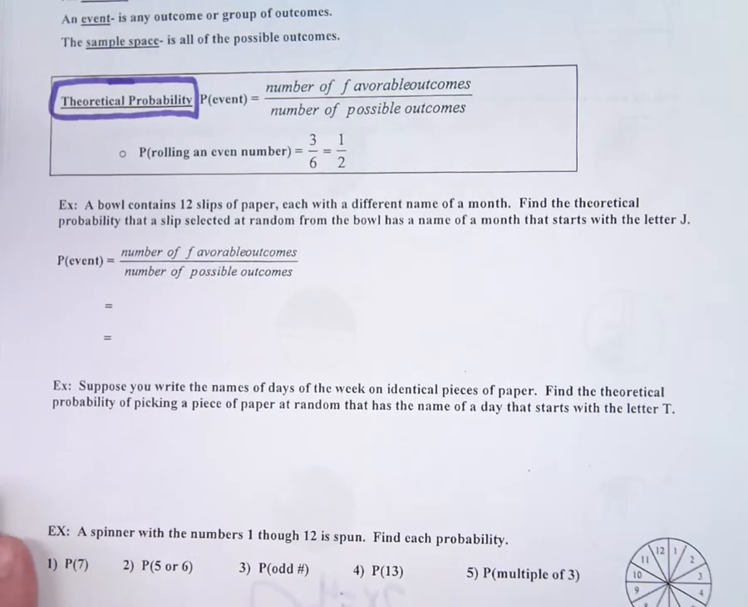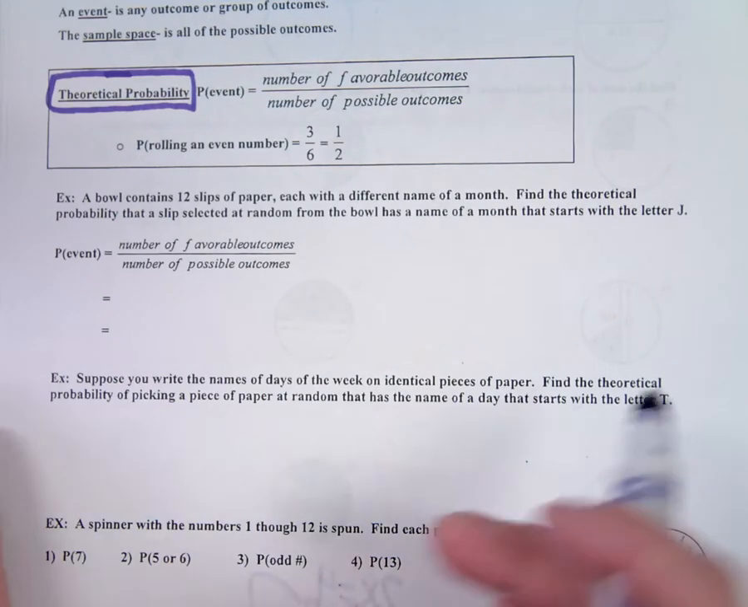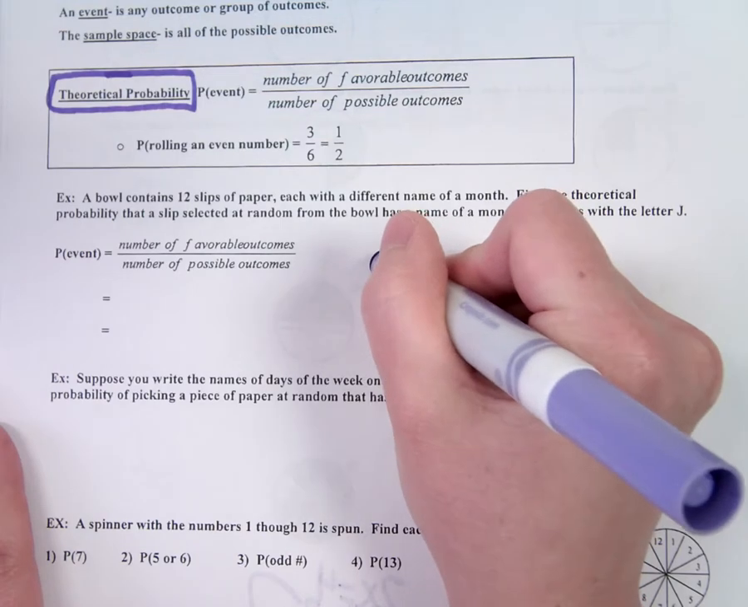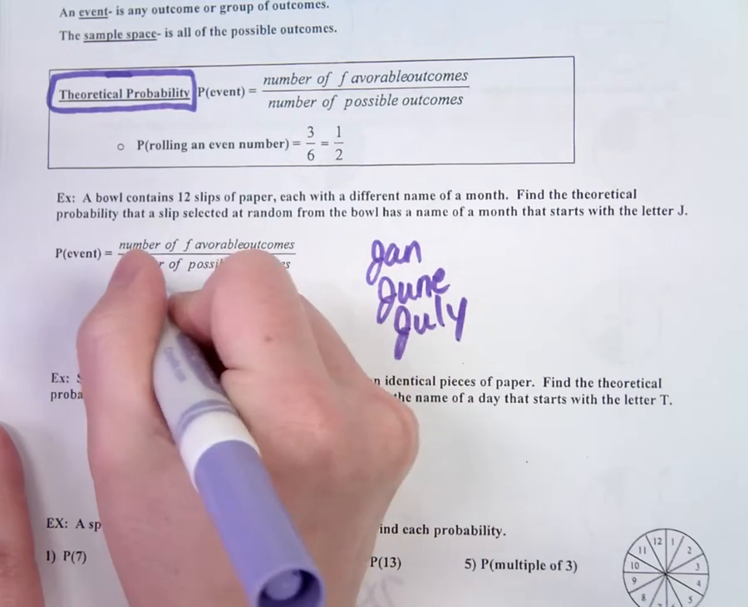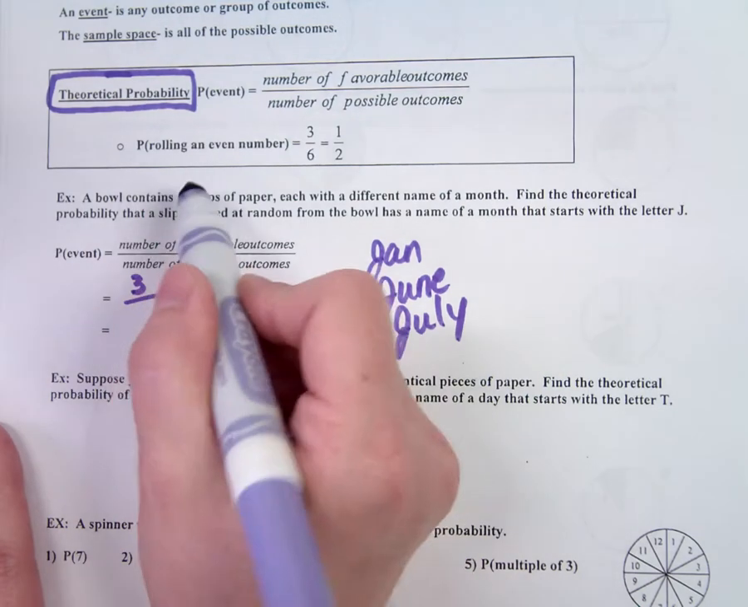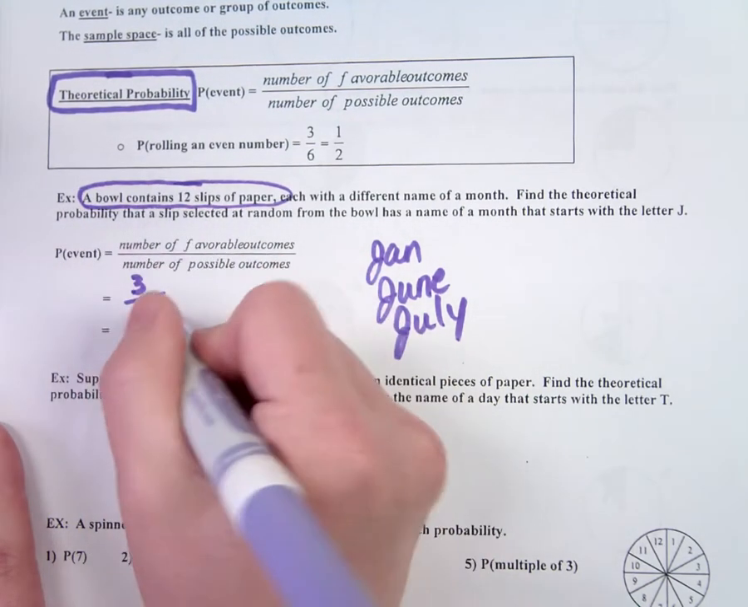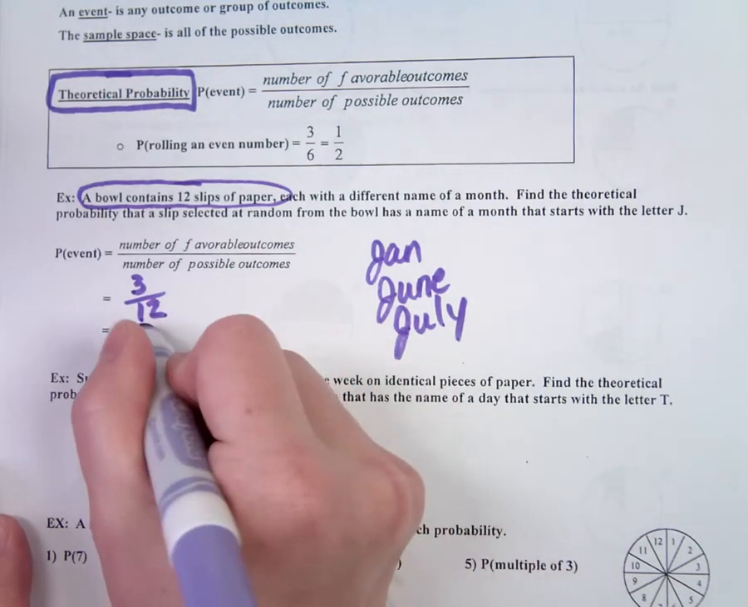So let's look at this first example. It says a bowl contains 12 slips of paper, each with a different name of a month. Find the theoretical probability that a slip selected at random from the bowl has a name of a month that starts with the letter J. So I'm going to take how many chances of getting what I want. How many months start with the letter J? Three. Which ones are they? January, June, and July. So I have 3 chances of getting what I want out of 12, because there's 12 total months, and the bowl contains 12 slips of paper. Then I'm just going to reduce this fraction, and 3 over 12 reduces to 1 over 4.